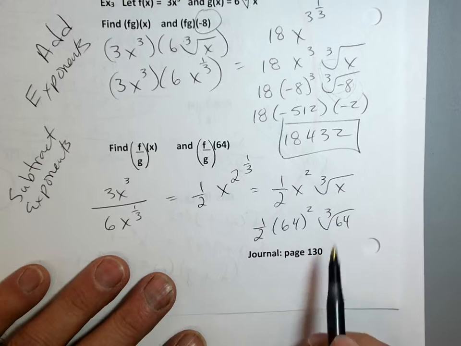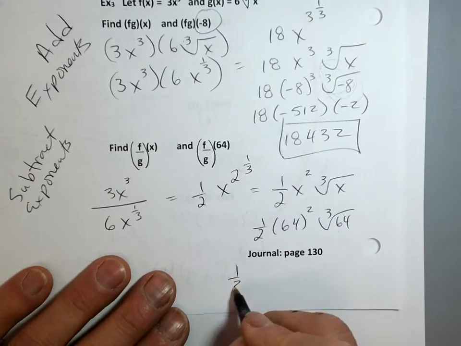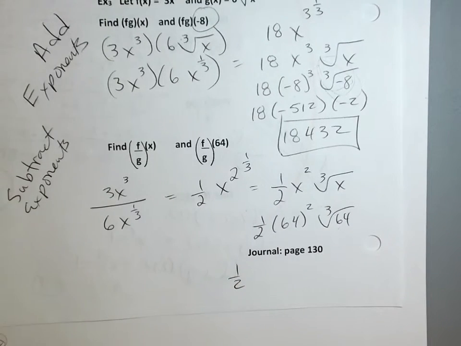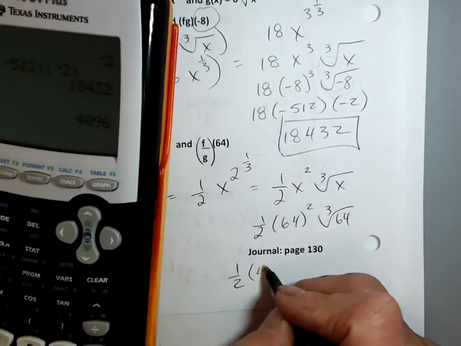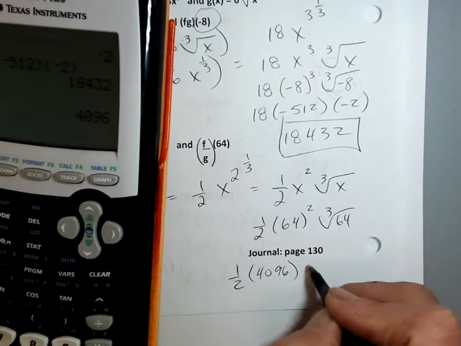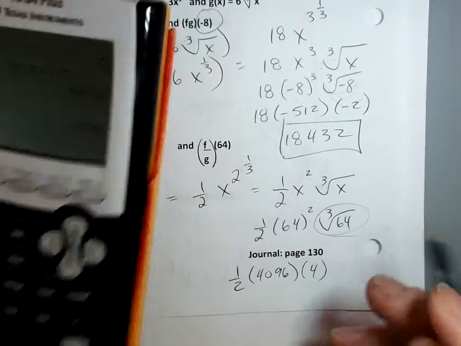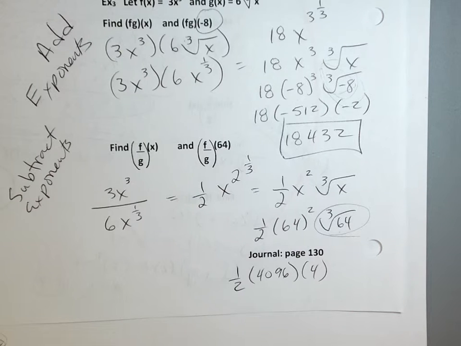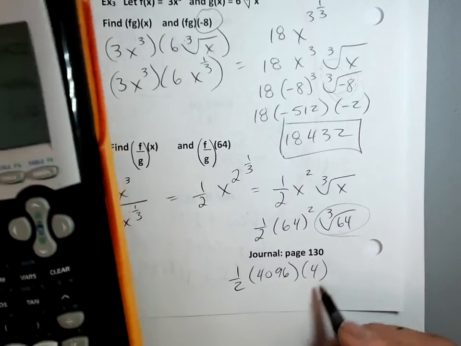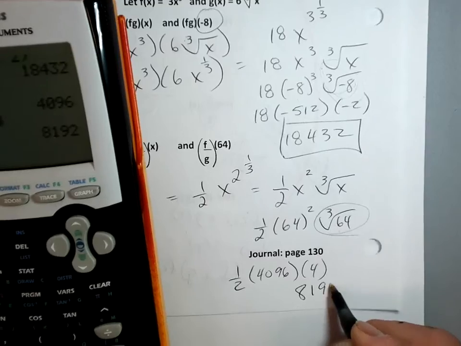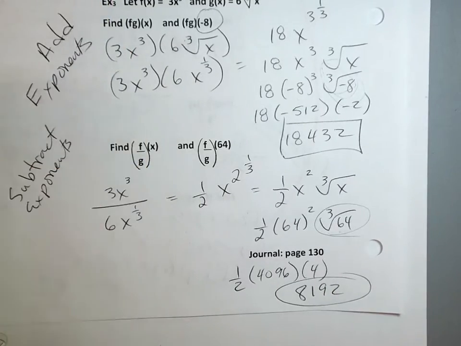64 squared, I have no clue. What is 64 squared? Okay. 64 squared is a big number, I'm sure of that. 4,096. 4,096 times 4. You guys okay where I got the 4? Yeah. Then I'm just going to multiply that times 0.5 times 4. And I got a grand answer of 8,192.